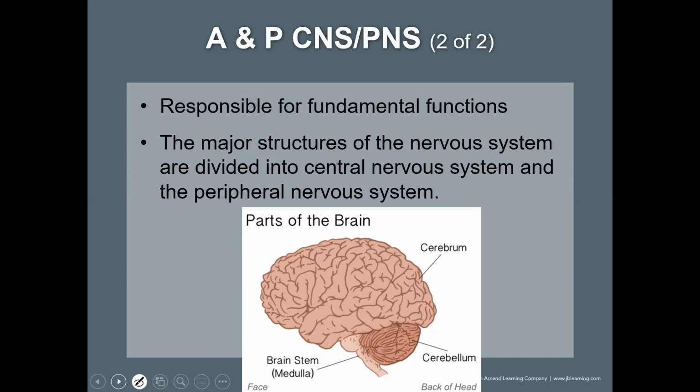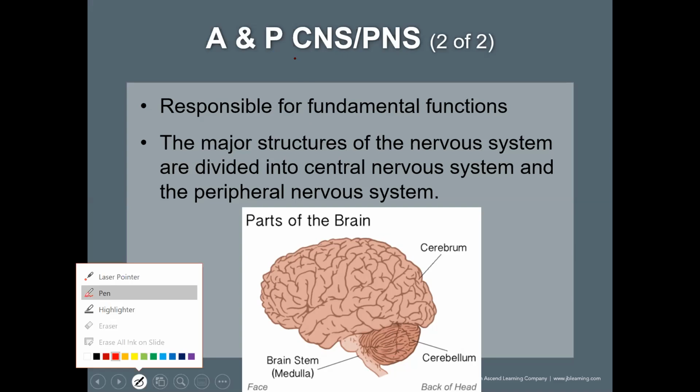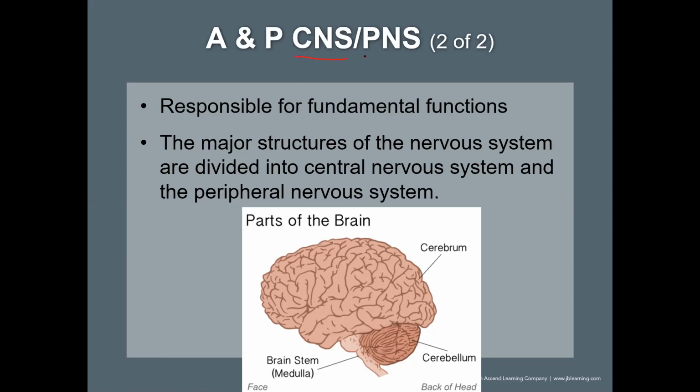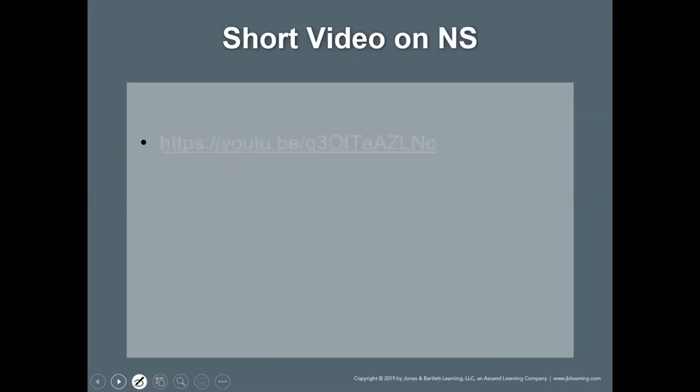The major structures of the nervous system are divided into the central nervous system and the peripheral nervous system, which I've abbreviated here. We're going to go into greater detail, and some of this stuff I added into this lecture. So it's just added stuff.